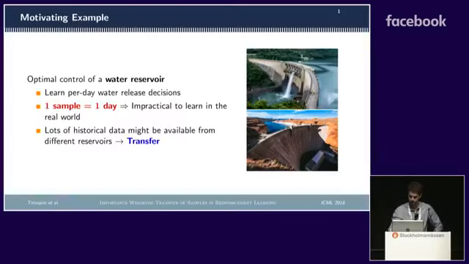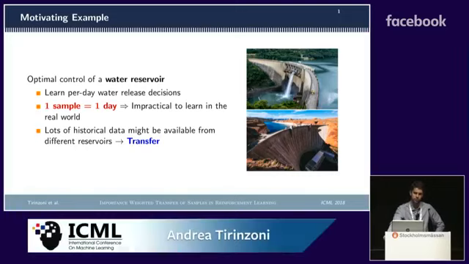Now, to begin with, let's provide an example motivating why we need transfer learning in practice. This is a real-world domain that was faced by our group a few years ago, and the goal here is to learn how to optimally control a water reservoir system. So in particular, what we want to do is to learn what is the optimal amount of water we should release from the reservoir every day.